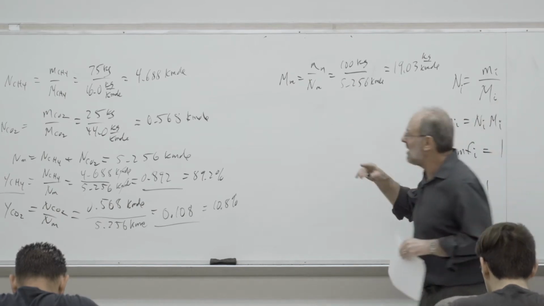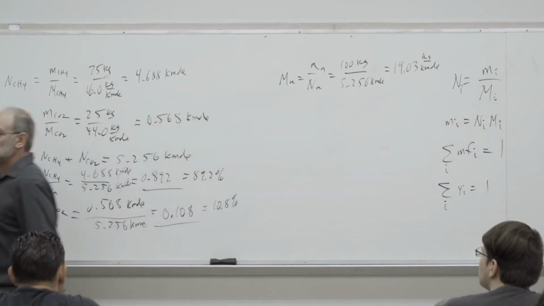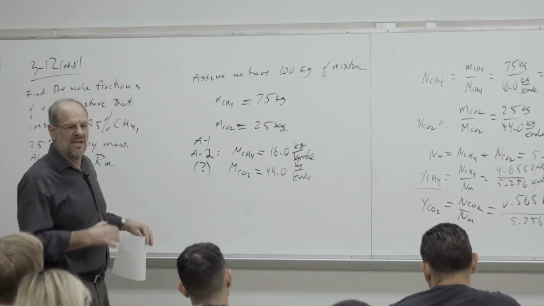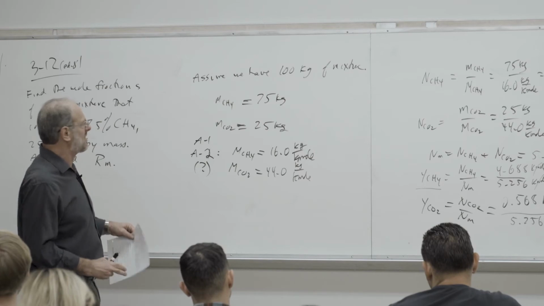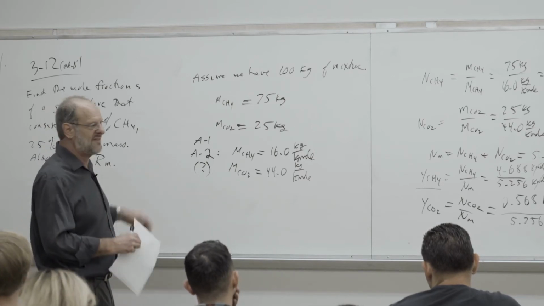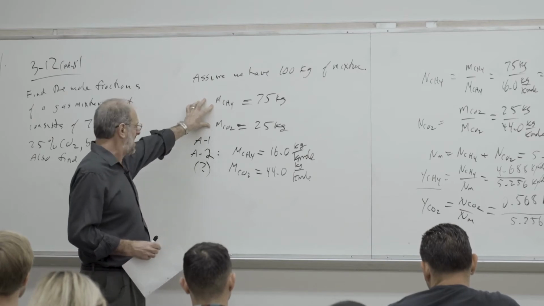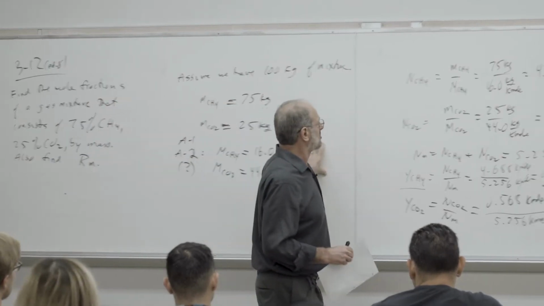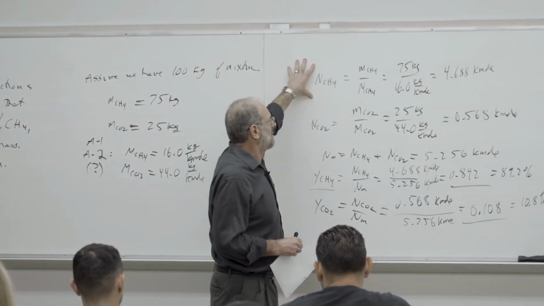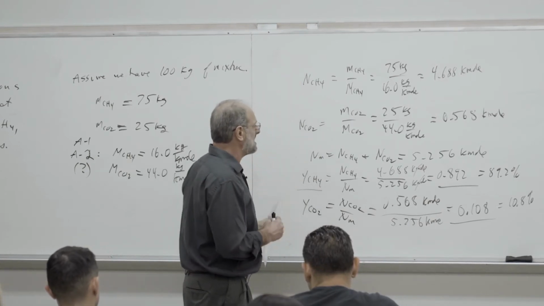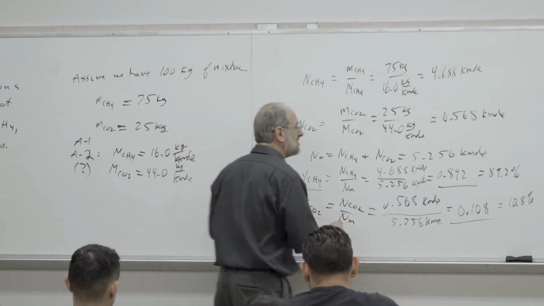By the way, another comment. If you don't assume 100 kilograms, that's okay. You can assume anything you want, really. If you assume 1,000 kilograms or 1 billion kilograms or 2.5 kilograms, all your masses are going to be proportionally changed. Your molar masses, of course, are the same. Your number of moles, of course, are going to be different now, but you're still going to end up with exactly the same mole fractions. That's not going to change at all.